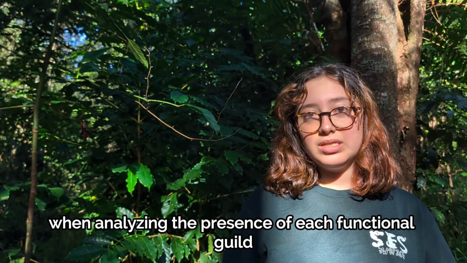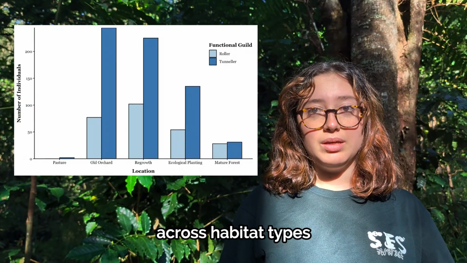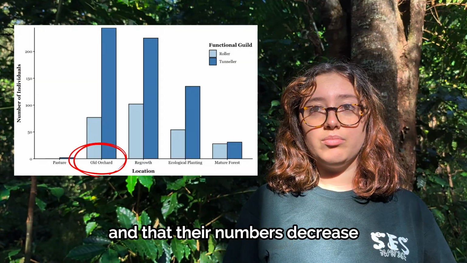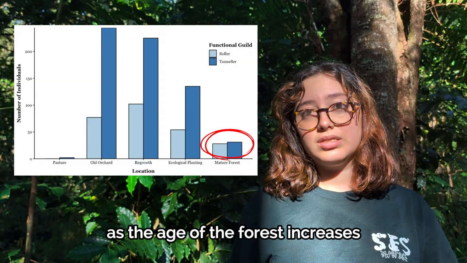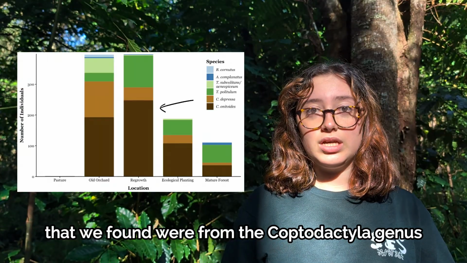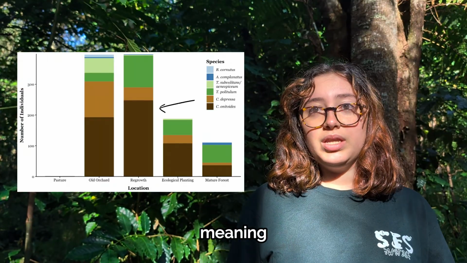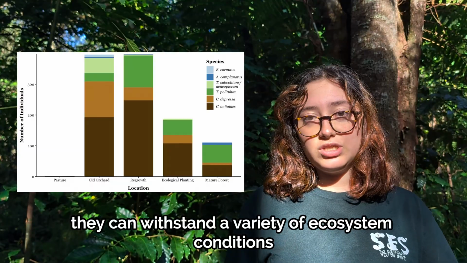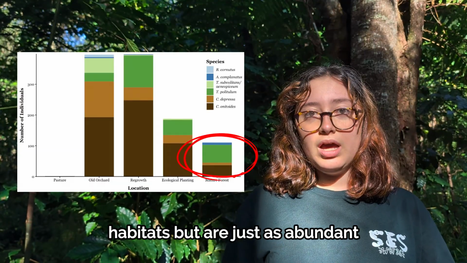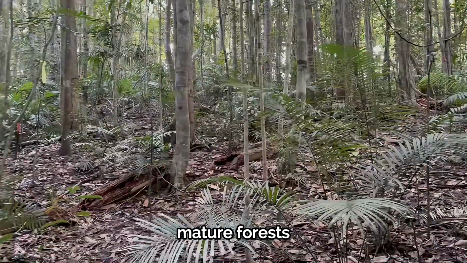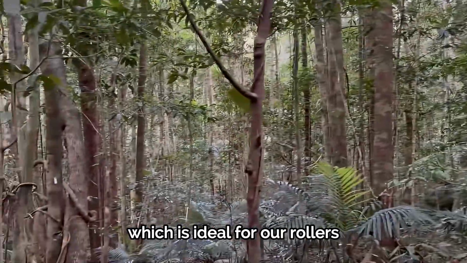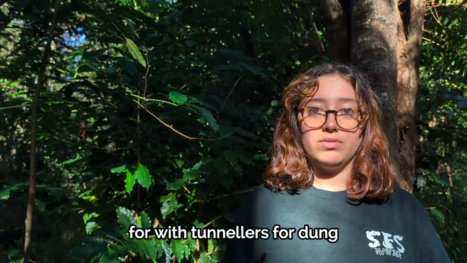When analyzing the presence of each functional guild across habitat types, we noticed that tunnelers are most present in the younger recovering forests and that their numbers decrease as the age of the forest increases. This is likely because most of the tunnelers that we found were from the Coptodactyla genus, which are habitat generalists, meaning they can withstand a variety of ecosystem conditions. Rollers are not as abundant in the secondary forest habitats, but are just as abundant as the tunnelers in the mature rainforest. Mature forests have the most stable climate of all these habitat types, which is ideal for our rollers and allows them to have a better chance at competing with tunnelers for dung.